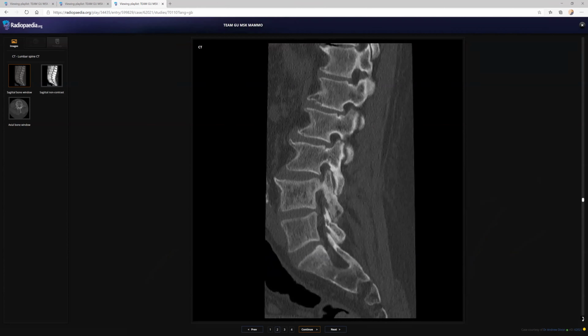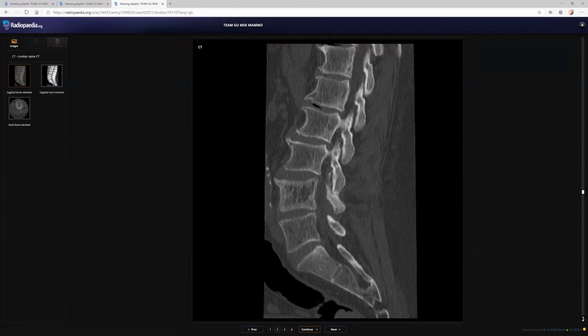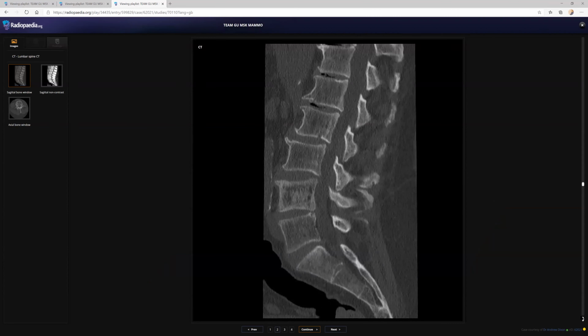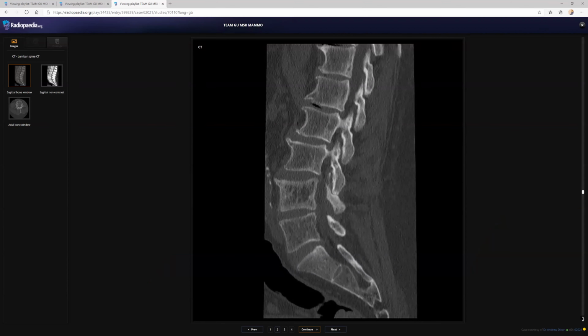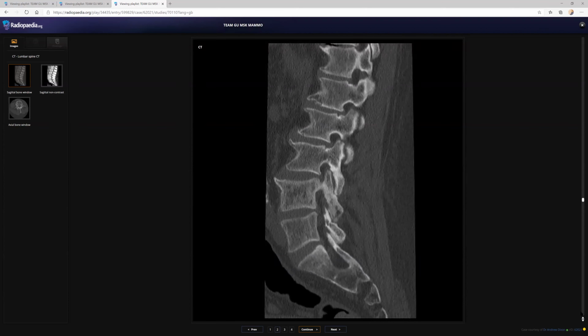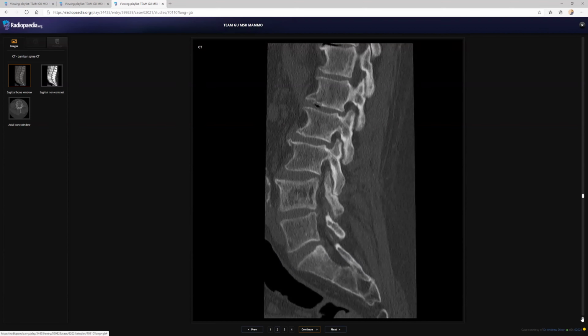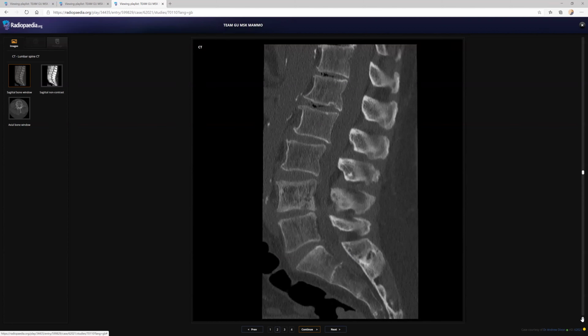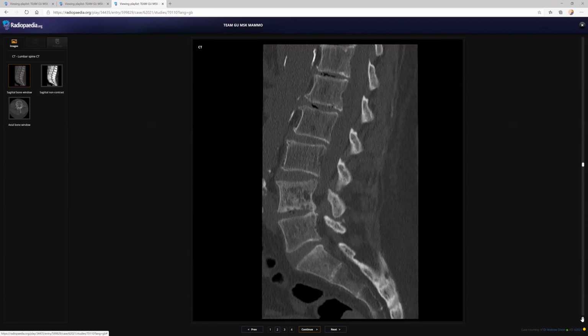I'm looking at the sagittal section, reformatted image, bone window. I can see there is heterogeneous trabeculation and density of the L4 vertebral body, and there is some change also noted within some of the intervertebral discs.